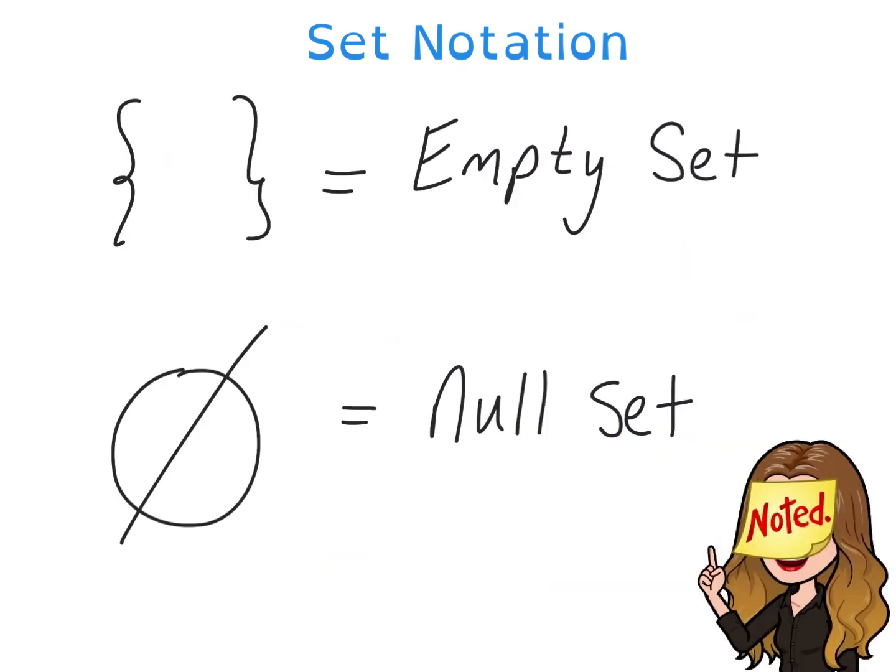And finally, for set notation, you have the empty set or the null set. And that basically means that there's nothing in the set. You don't say 0 because 0 could be considered an element of a set.